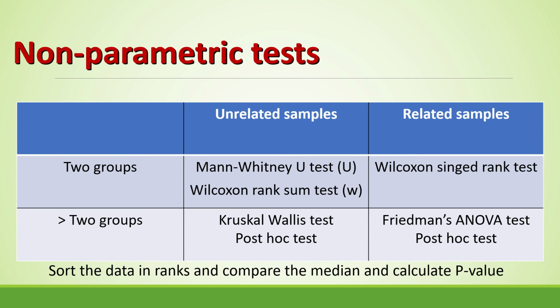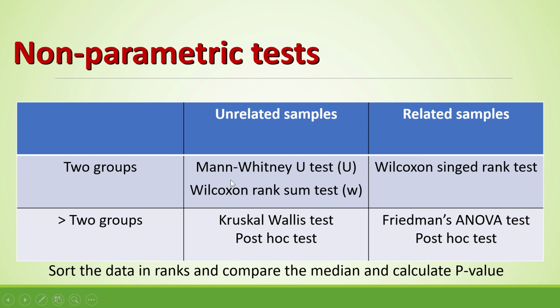Now, what are the major non-parametric tests that can be used in SPSS? There are four major non-parametric tests, and two factors determine which one of them to use. The first factor is whether the samples are related or not related, and the second is the size of the sample or the number of groups. So if you have two unrelated groups, and you want to compare these two groups, and those groups are non-parametric, then we use the Mann-Whitney U test.